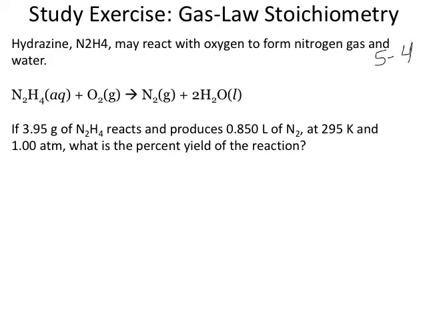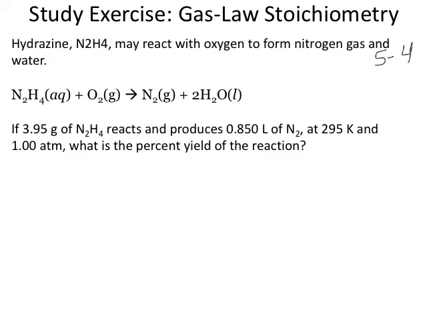Hydrazine may react with oxygen to form nitrogen gas and water. So that's the equation that's happening. Now, if 3.95 grams of hydrazine, N2H4, reacts and produces 0.850 liters of nitrogen at 295 Kelvin and 1 atmosphere, what is the percent yield of the reaction? So the good thing is this is not a limiting reagent because you didn't get the amounts of oxygen, so you don't have to worry about that.